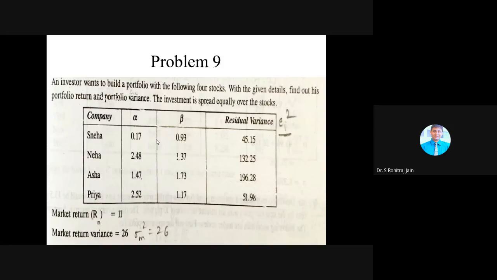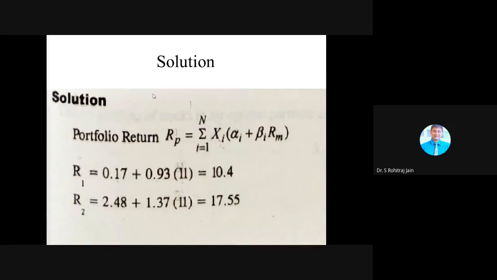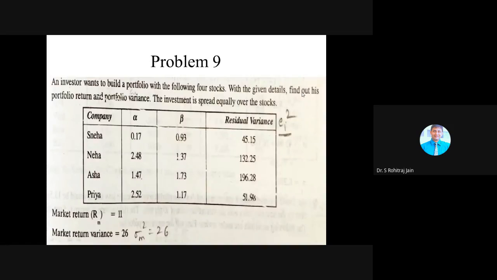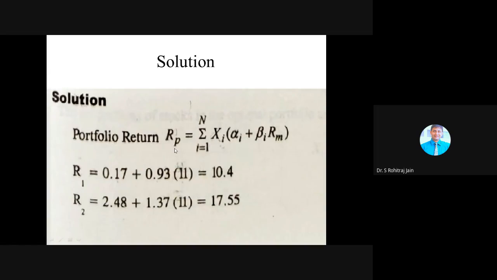I'll repeat this problem once again, students, so that you will understand this. What they have given me: alpha, beta, and residual variance. Then they have given me market return and market return variance, that is sigma m square, which is equal to 26. They want me to calculate, the first part is, with the given details, find out the portfolio return and portfolio variance. So first I calculate the portfolio return using the formula summation of i equal to 1 to n, xi into alpha plus beta Rm. So they have given me xi, that is alpha, 0.17 plus 0.93 into 11.